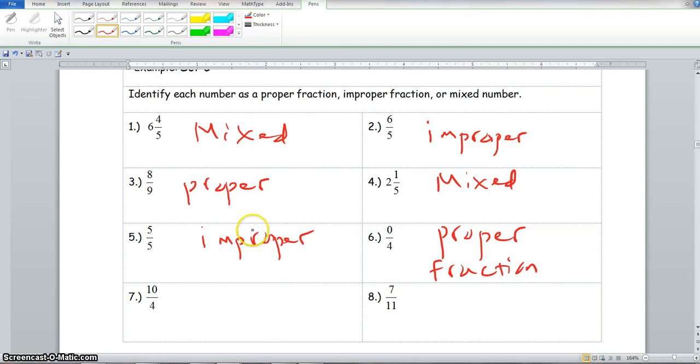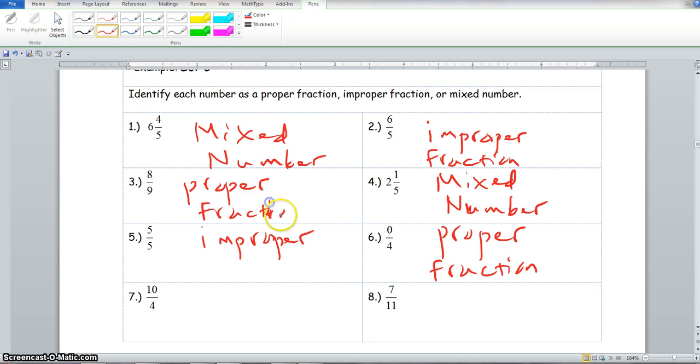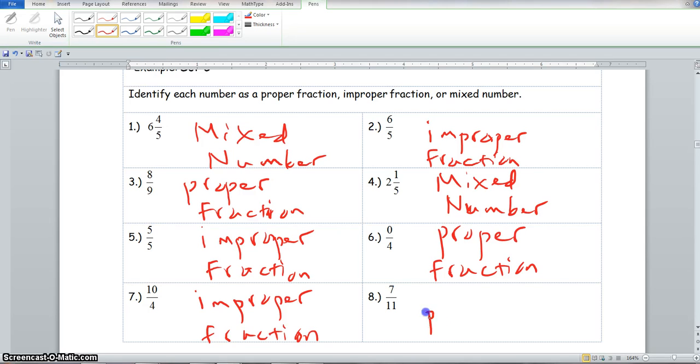Now remember, you can write the word fraction or mixed number here. Well, let me write that in. Mixed number, improper fraction, mixed number, proper fraction, improper fraction. And here we know this is improper fraction. And finally, we know that this is a proper fraction.